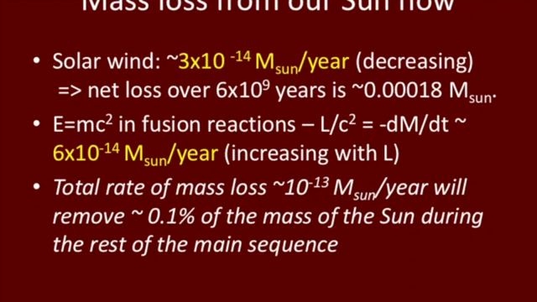And E equals mc squared and fusion reactions are also removing mass from the sun, sending it out as starlight. And that's of the same order of magnitude, about twice as much. And that is actually increasing because the luminosity of the sun is increasing slowly over time. But you put those two together and you're still talking about less than 1% of the mass of the sun coming off over the whole main sequence evolution. And so that's not going to solve the problem of how to get all those white dwarfs.